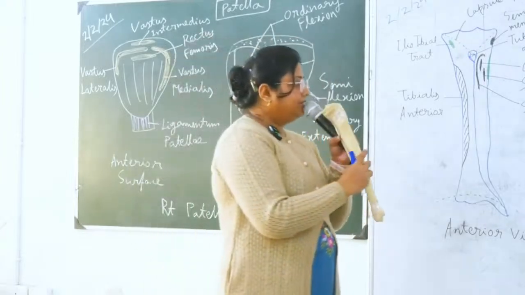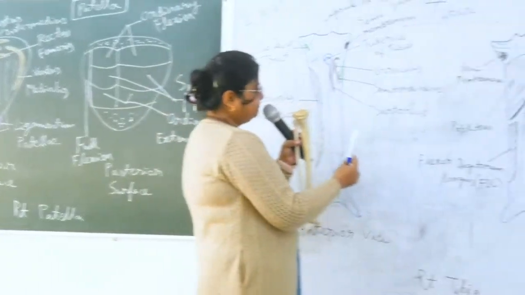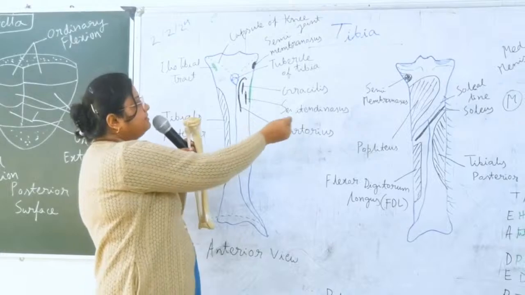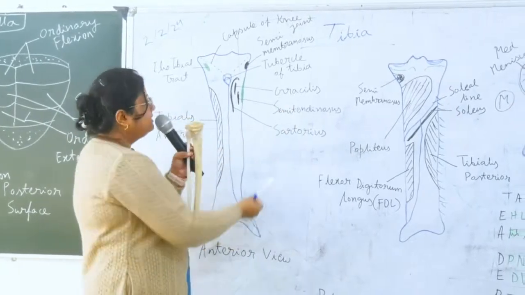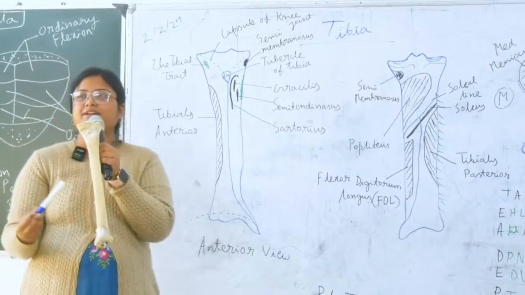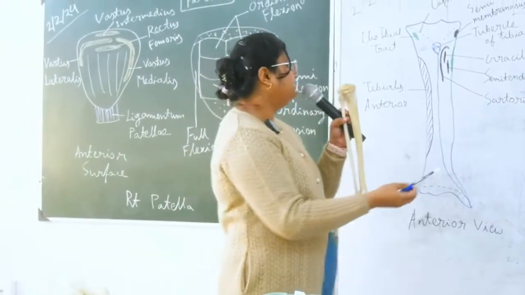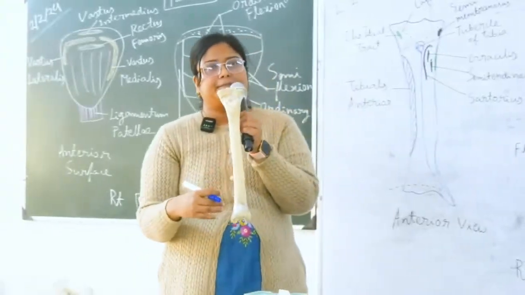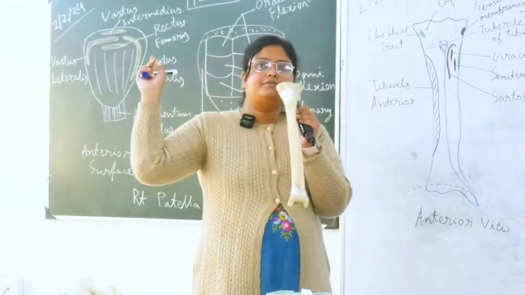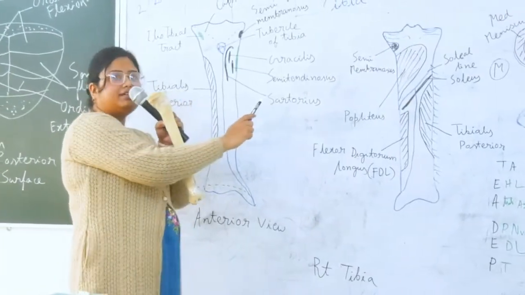Nerve supply: semitendinosus is supplied by the tibial part of the sciatic nerve, gracilis by the obturator nerve, and sartorius by a branch from the femoral nerve. You have read this during the femoral triangle; it gets its supply from the anterior division of the femoral nerve.